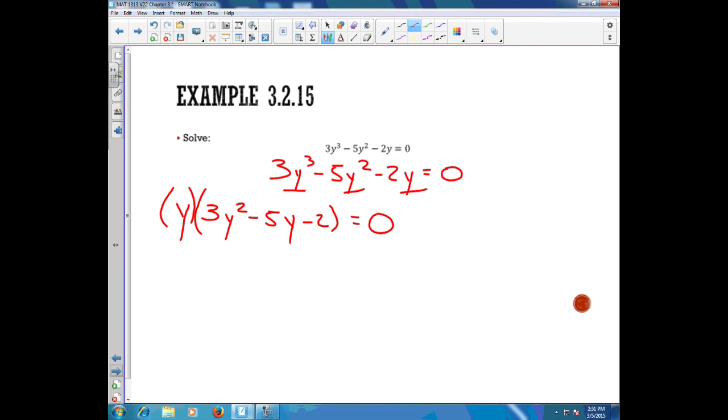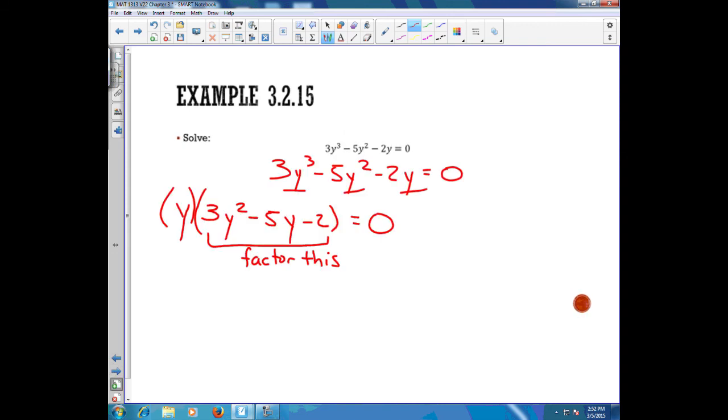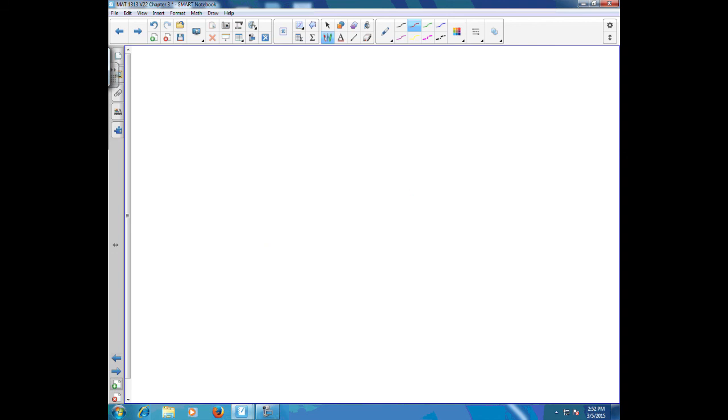Now 3y squared minus 5y minus 2, we can factor this. If you do not recognize that you could factor it, you could use the quadratic formula to get those solutions. We already have one solution here, and I'll show you that when we're finished factoring. And so let's factor 3y squared minus 5y minus 2.